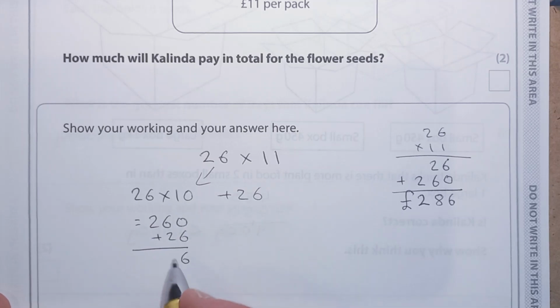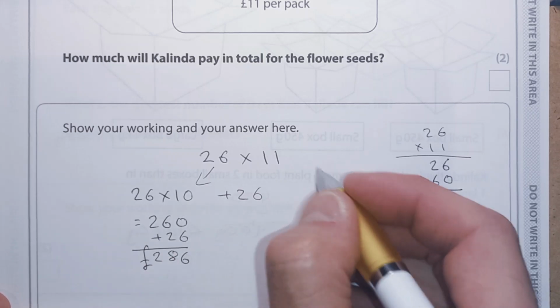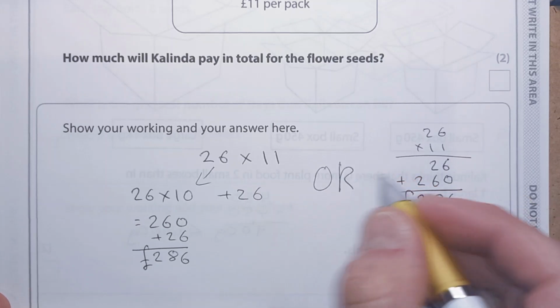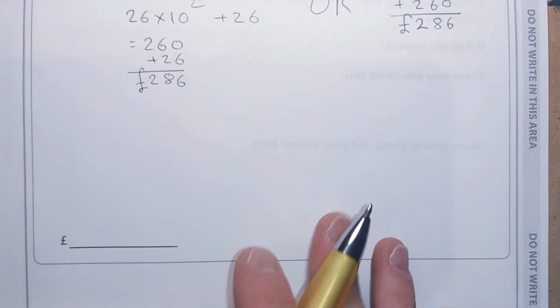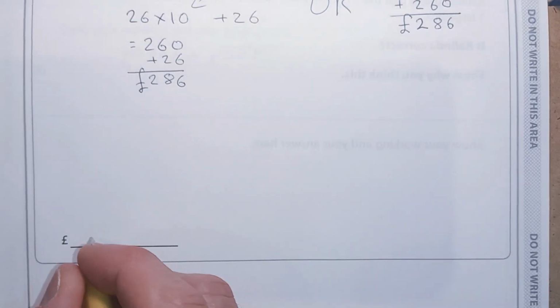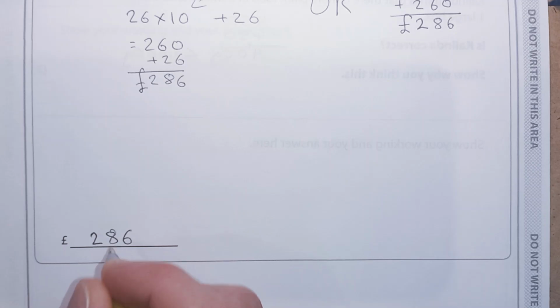0 plus 6 is 6. 6 plus 2, that's 7, 8. 2 plus nothing is 2. So we get the same answer. So these are alternatives. We can do it this way or this way. Both answers are £286, and we write that on our answer line.